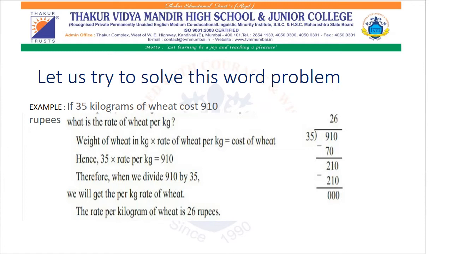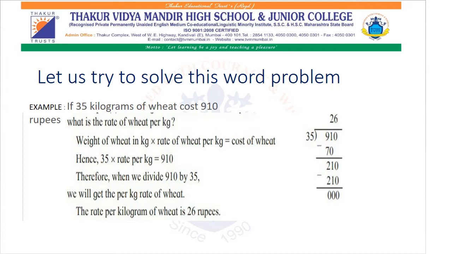Of course, division. So the weight of wheat in kg into the rate of wheat per kg becomes the total cost of wheat. So here the weight of wheat is how much? 35. Rate we don't know, we have to calculate, is equal to 910. So therefore we will now divide 910 by 35. So here is the division sum, 910 divided by 35. So 35 2s are 70, remainder 21. The next 0 comes down.